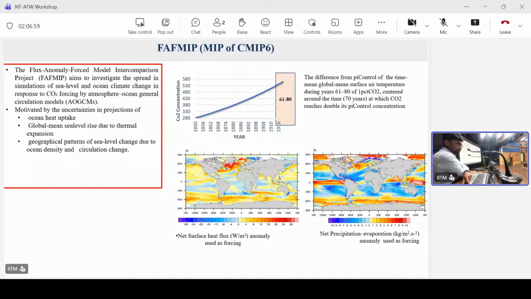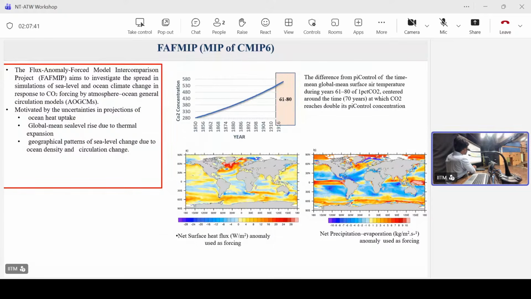These FAF experiments are the Flux Anomaly Forcing Model Intercomparison Project experiments. What we do is, when you run a carbon dioxide concentration increase of 1% per year, from 280 it reaches around 560 ppm by the 70th year. We check the difference between the net surface heat flux averaged between the 61st to 80th year of this simulation minus your pre-industrial control. And then we average it across 10 models. This gives us the net surface heat flux anomaly, which is used as forcing.